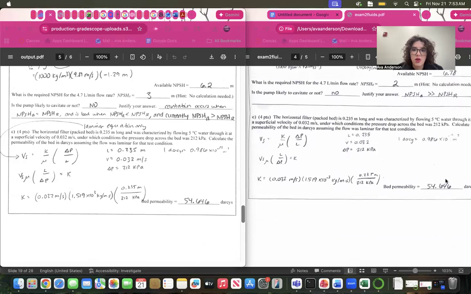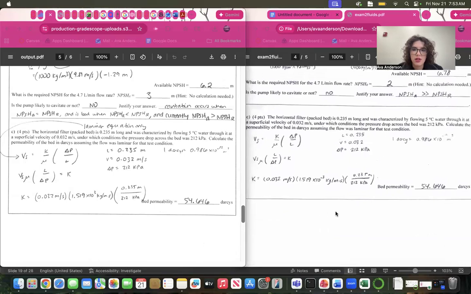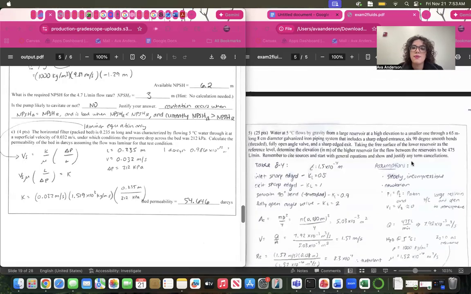I did solve for permeability correctly, but just to go through it, in case I need to get the points for it, Vs is K over mu times change of P, pressure divided by length. And if you solve that for the bed permeability and simplify that down, bear in mind that Darcy is 0.986 times 10 to the negative 12 meters squared, you get 54.646 decibels.